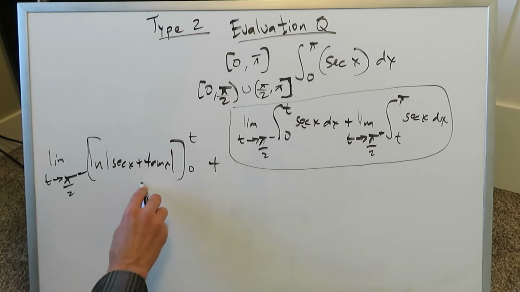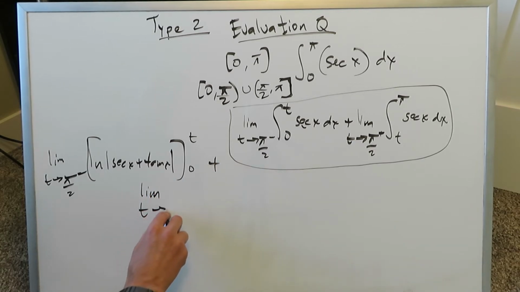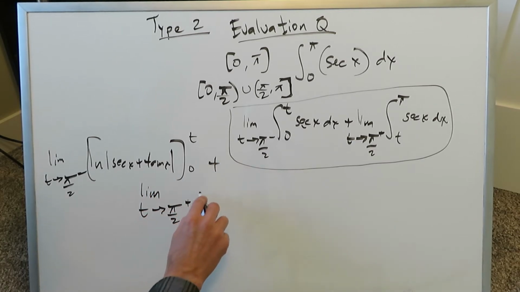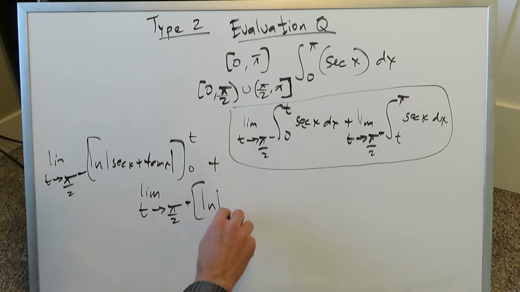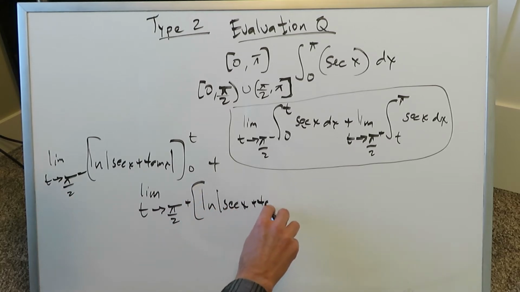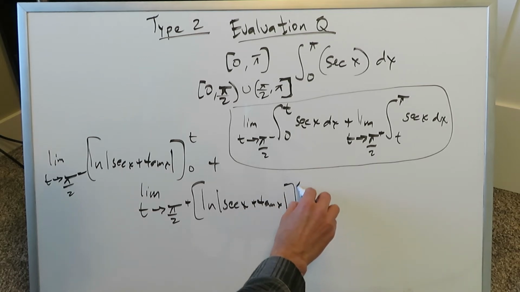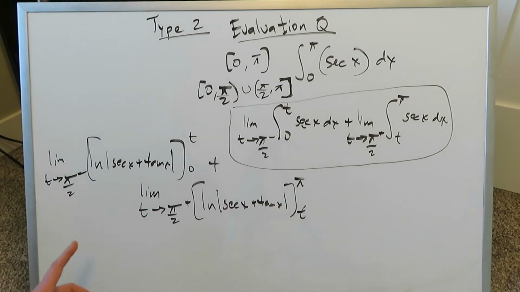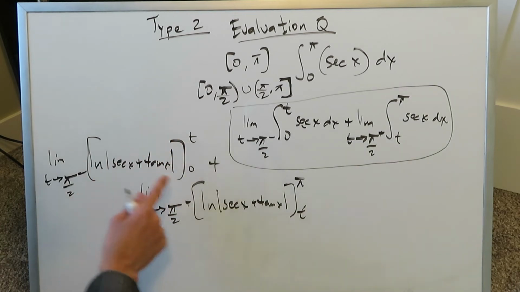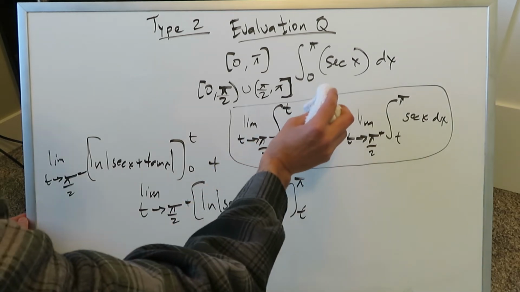Then we'll have this plus, and then we'll continue over here, the limit as t approaches pi over 2 from the right. We'll again have the same antiderivative, the natural log of secant x plus tan x, over the interval t to pi. You'll have to put the t and then the 0 here for the first part, the difference of the two, and then pi and then the t and the difference of the two. What we can do over here is create some space, because this is going to be a bit of a time consuming procedure, especially if we don't want to take shortcuts.